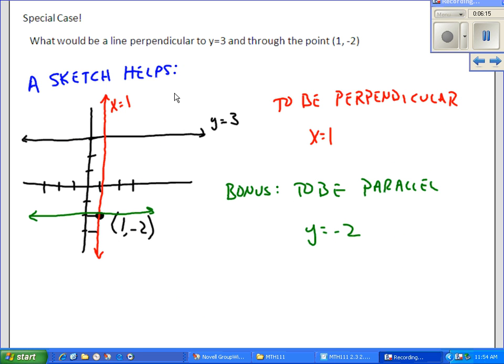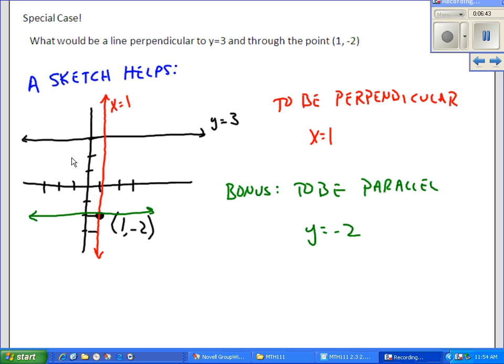Okay, so this is a special case. Think about this. What would be a line perpendicular to y equals 3 and going through the point (1, -2)? And for me, sketching this situation out really helps me keep track of things. So I'm going to locate the point (1, -2) down here. And then the original line given, y equals 3, would be here. So if I want to be perpendicular to the line, I want to intersect it at 90 degrees, and so that's going to be a vertical line.